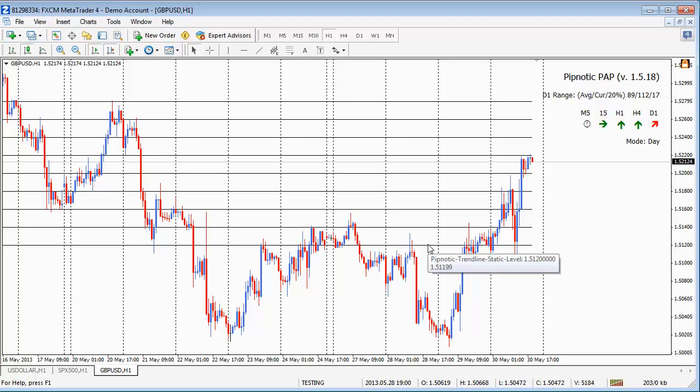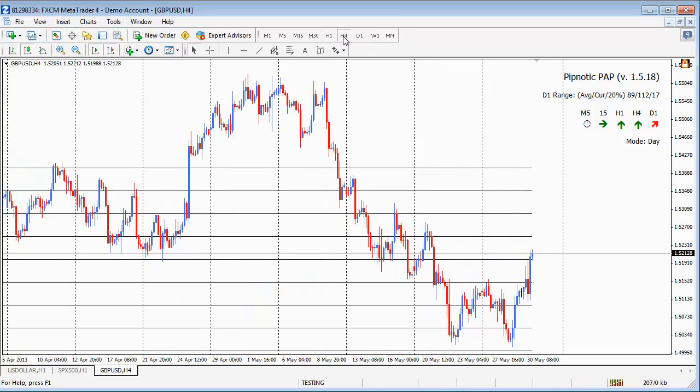So if we go to the bottom here, we can see that the first level is 5120, the level above that is 5140, and so on. If we go on to the higher time frames, the 4-hour chart, we can see that these levels are drawn every 50 pips.